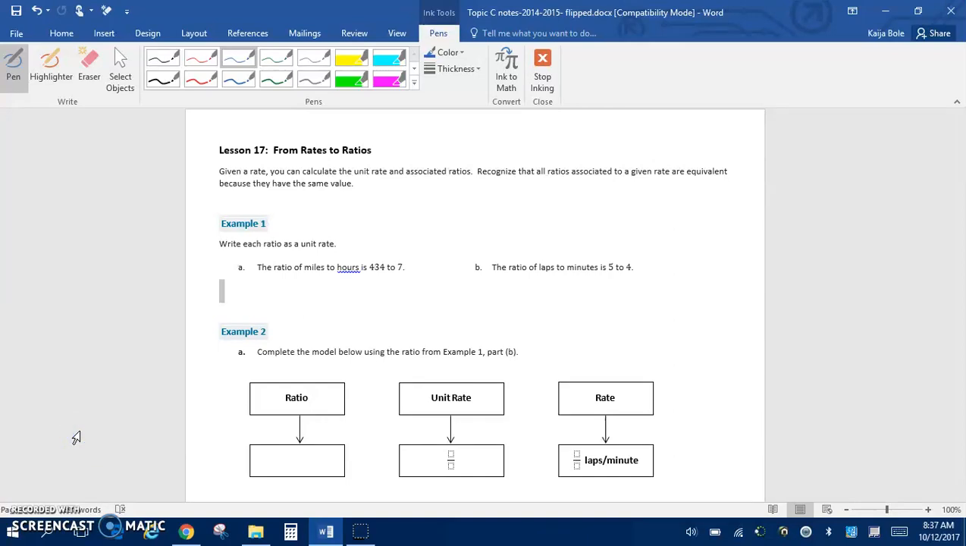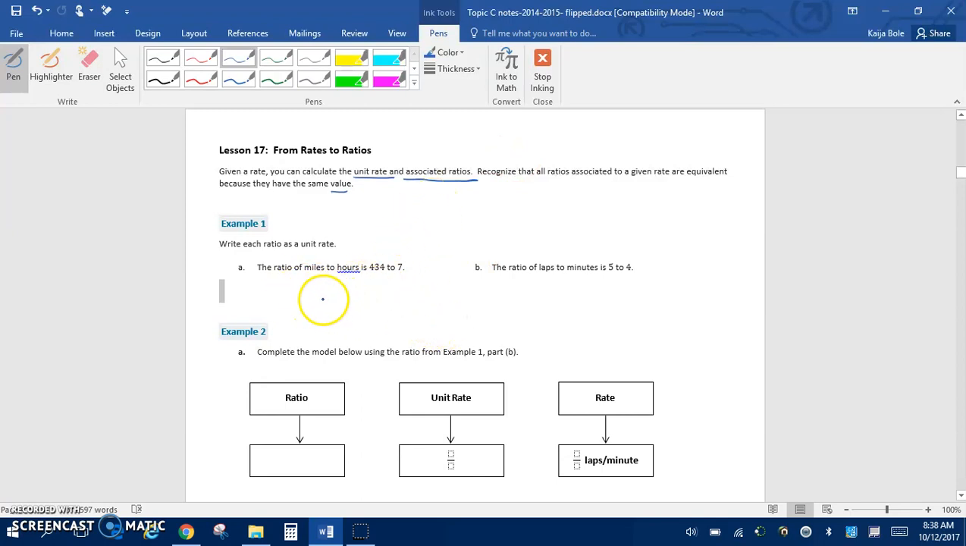Alright, so here we are on lesson 17, from rates to ratios. It says when given a rate, you can calculate the unit rate and associated ratios. You need to recognize that all ratios associated to a given rate are equivalent because they have the same value. So some keywords here: value, associated ratios, unit rate. That's kind of what we're going to talk about today.